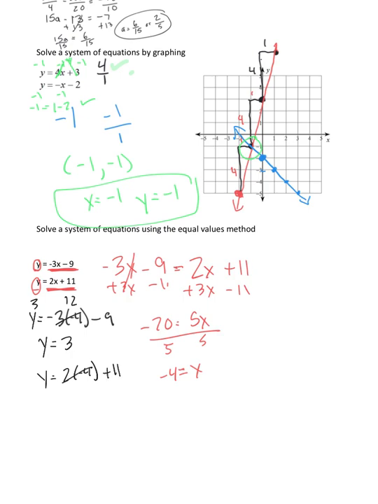2 times -4 is -8. -8 plus 11 is 3. So y is equal to 3. Therefore, the solution to these equations, the system of equations, I should say, is that x is equal to -4, y is equal to 3.